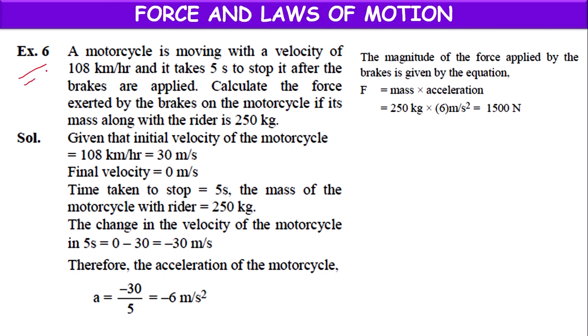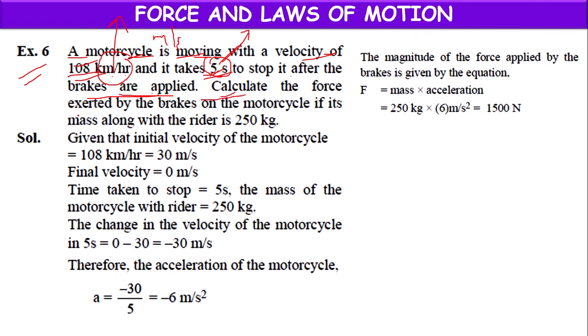Next one, example 6. A motorcycle is moving with a velocity of 108 km per hour. It is not standard unit, children. We have to change into meter per second if there is any need. 108 km per hour. And it takes 5 seconds to stop it after the brakes are applied. Means after applying the brakes, the motorcycle will take 5 seconds time to stop it. Instantaneously it cannot stop. It will take some time, 5 seconds time to stop the motorcycle.